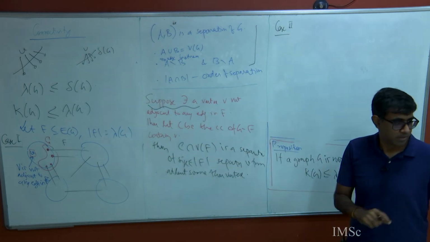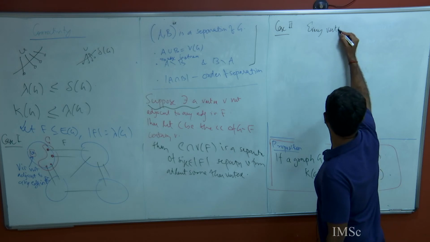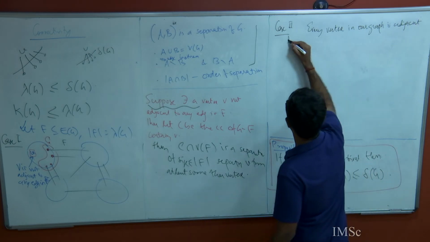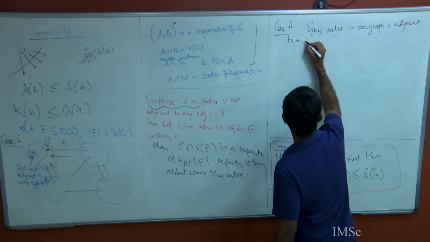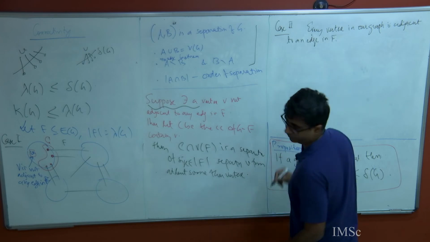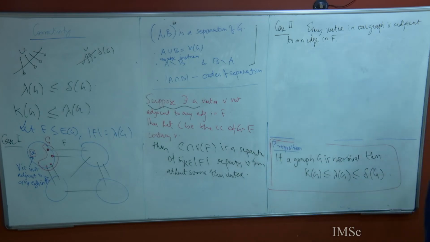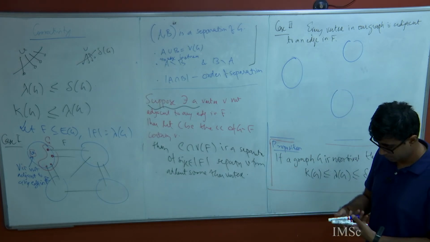What will be case 2? Every vertex in my graph is adjacent to an edge in F, right? Because if we had any vertex of the other nature, we know how to handle it. So let's assume that case does not occur. If it does not occur, it implies that every vertex is adjacent to some F edges. If there are any issues, please tell me. Now, what is the situation?